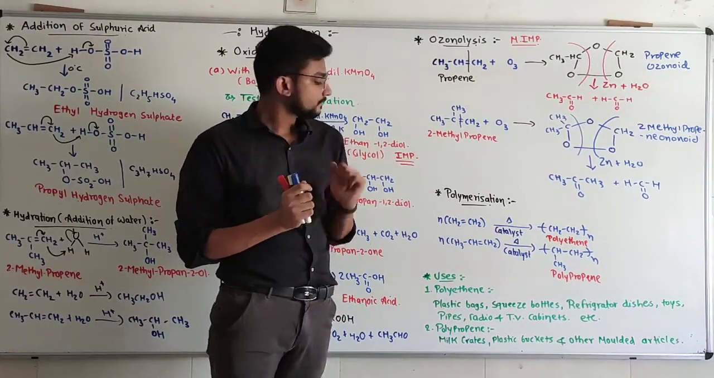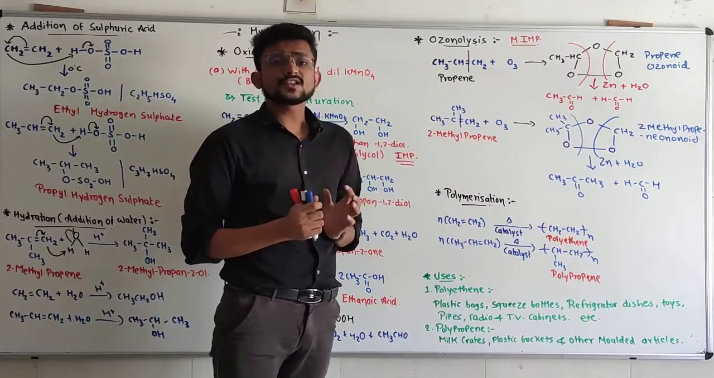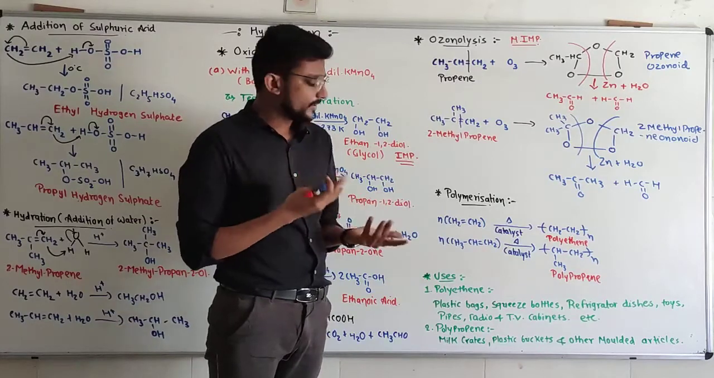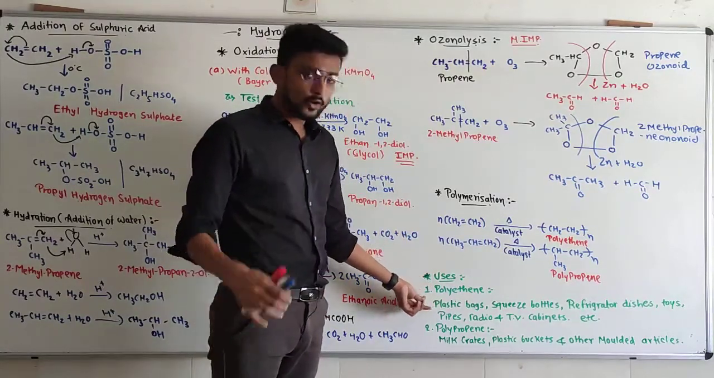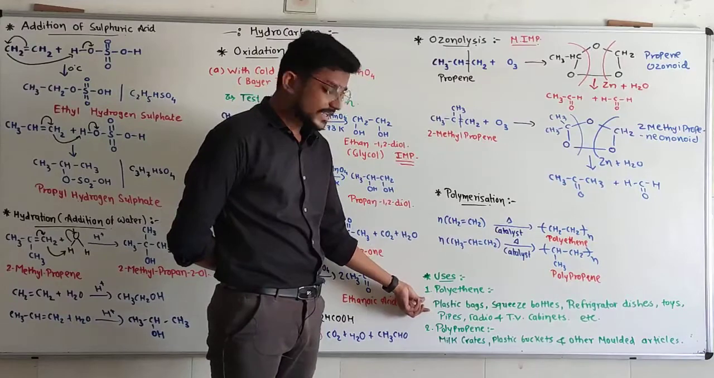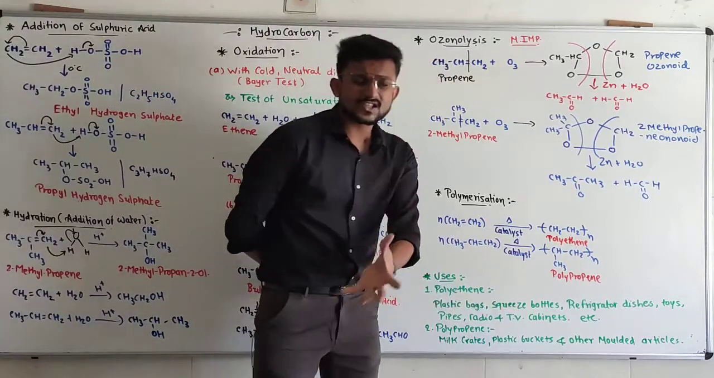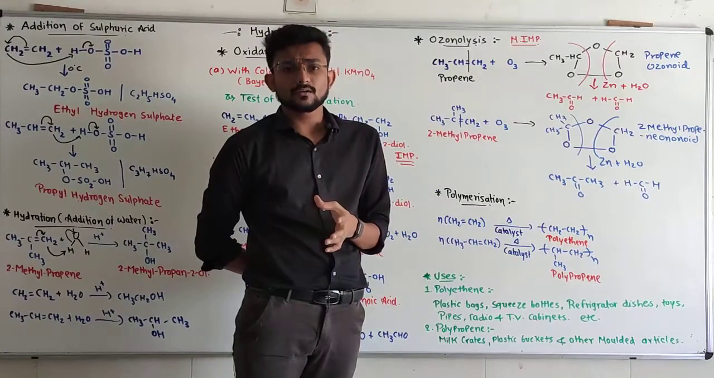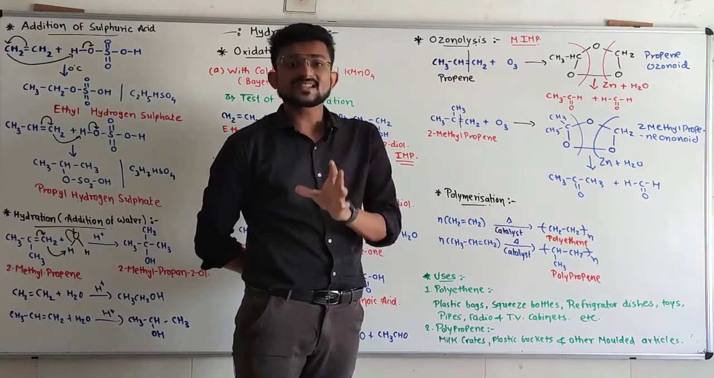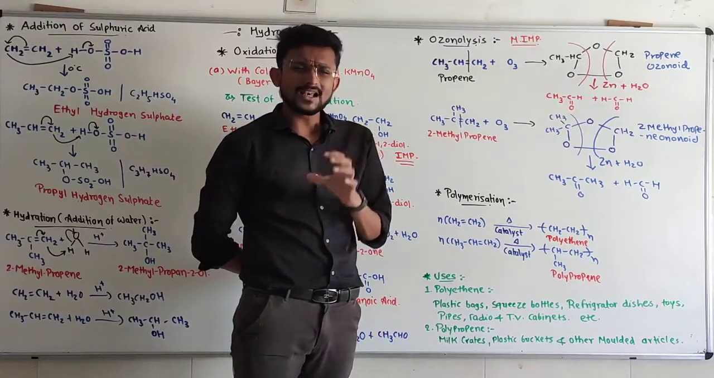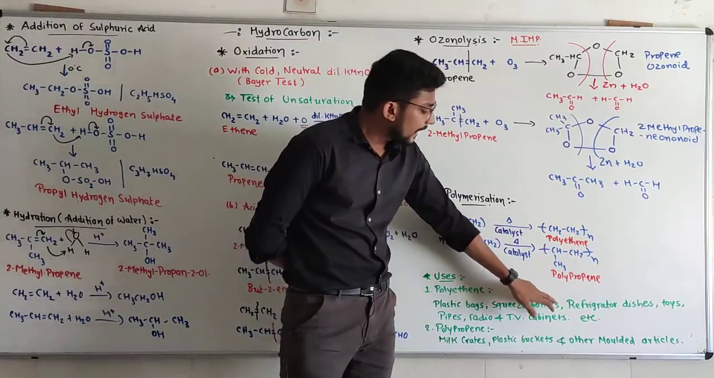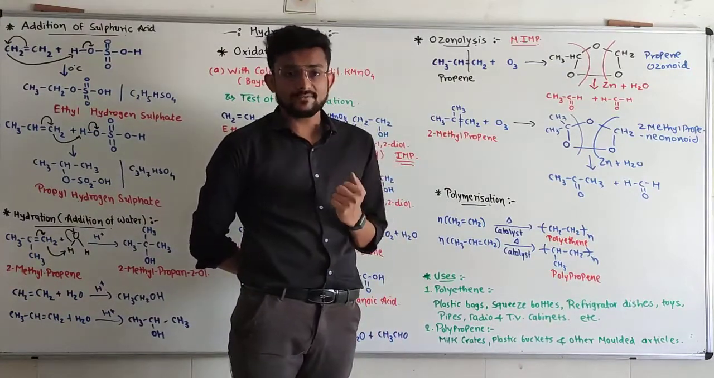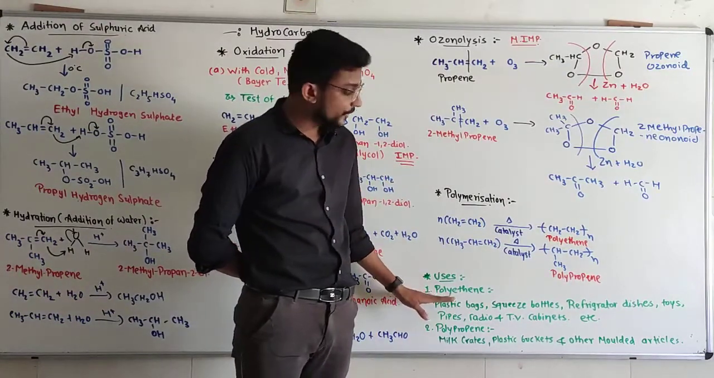Okay. Now let's talk about the uses of polymers. First of all, polythene. Polythene is used to manufacture plastic bags and squeeze bottles. What is a squeeze bottle? A bottle of drinking water, for example a Bisleri bottle, a low quality bottle. After that, refrigerator dishes. The dishes present in the refrigerator are also made of polythene.